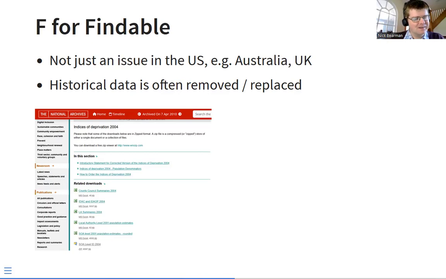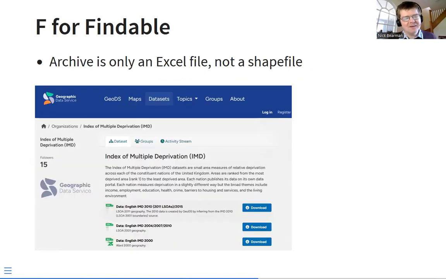We have something called the National Archives, and they have a snapshot of the data as it was. This is an example for Indices of Deprivation 2004, and you still can get the data from them. But the archive is only an Excel file. It's not a shapefile, so there are no spatial boundaries associated with this. And a group I spent a bit of time working for, the Geographic Data Service, a research group at UCL, did have some archive data of the IMD and some shapefiles. So they took it upon themselves to make this a bit more accessible than burying it in the National Archive.